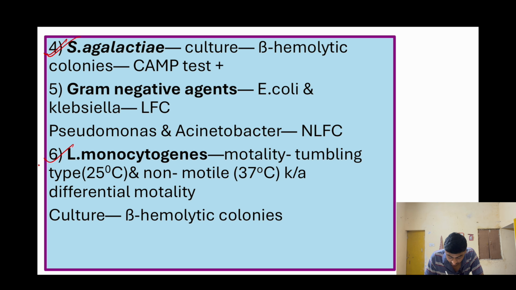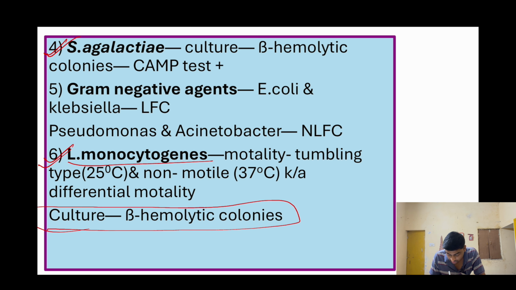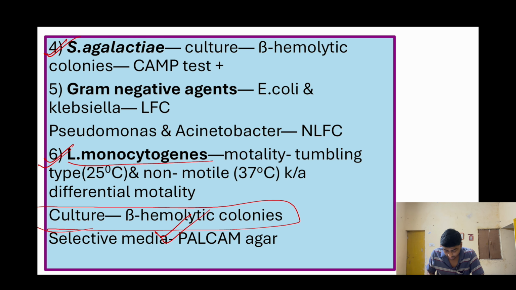And at last we have Listeria monocytogenes. If we do the culture of CSF in blood agar, it will form beta hemolytic colonies. So if beta hemolytic colonies are forming, then it can be Listeria monocytogenes or Streptococcus agalactiae. In the case of Listeria monocytogenes, the selective media used is not chocolate agar or blood agar, but PALCAM agar.